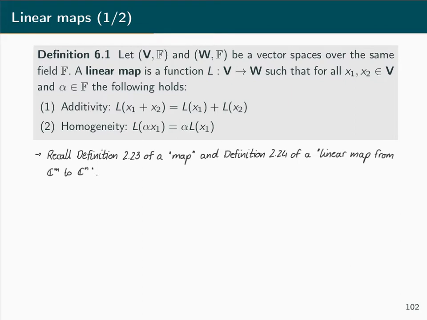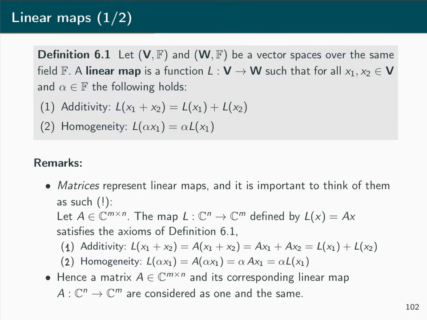First, additivity. So the linear map of the sum of x1 and x2 equals the linear map of x1 plus the linear map of x2. And second, homogeneity. So the linear map of a scalar multiple of x1 equals the scalar multiple of the linear map of x1.